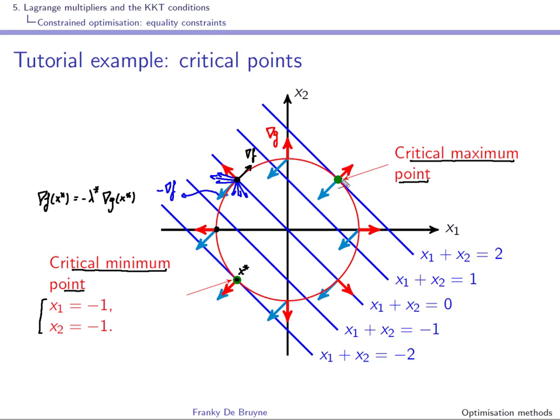And in this case, you can see that the gradient of g is pointing in the same direction as the gradient of f. Remember that the gradient of f is pointing in this direction. This one here is minus the gradient of f, right? So in this case, we'll have a lambda star that is negative, and this will correspond to this critical maximum point.